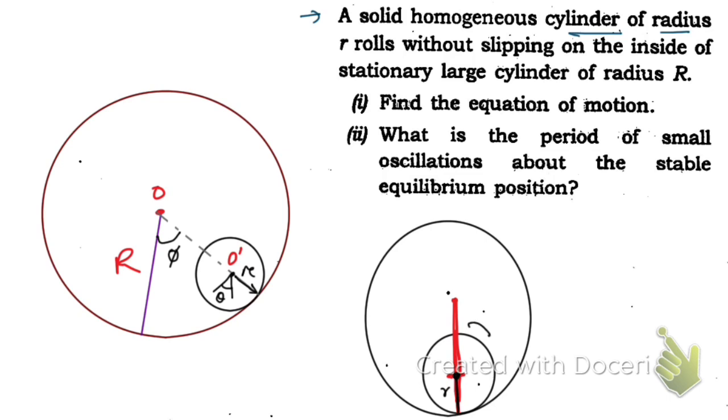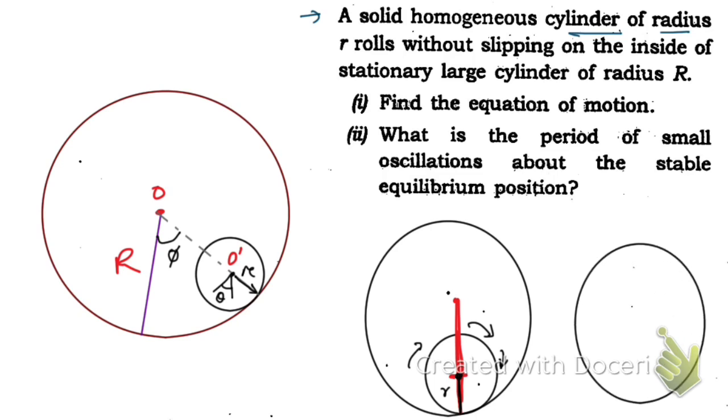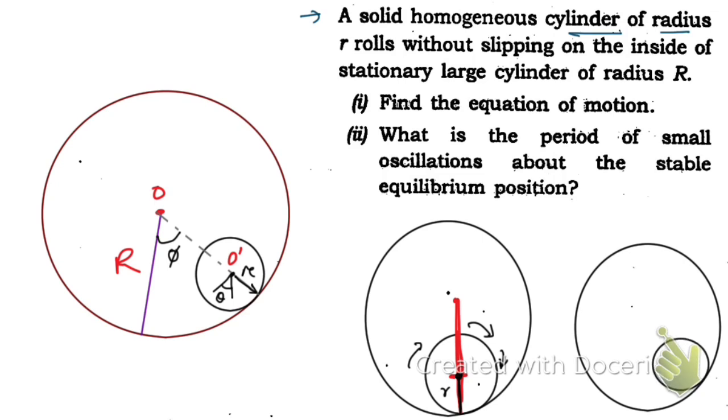Okay, so now suppose you roll this one this way, in the clockwise direction, and it rolls and takes this position. Let me consider that it comes to this position. In order to explain this, let me draw another picture. So here it is now at this position.